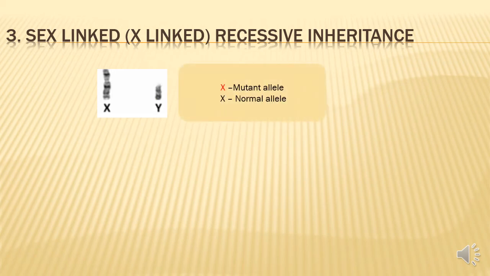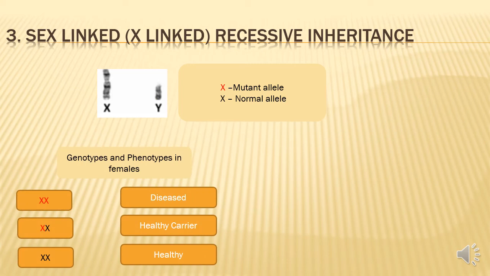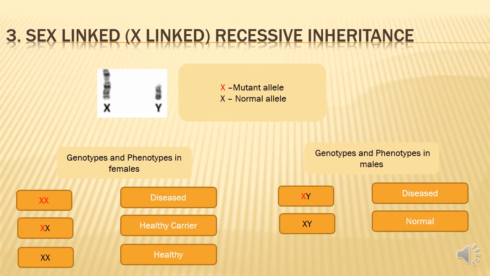Here we can see two types of X chromosomes. This is the one with the mutant allele. This is the chromosome with the normal allele. And these are the genotypes and phenotypes we can find in females. And these are the genotypes and phenotypes which are found in males.